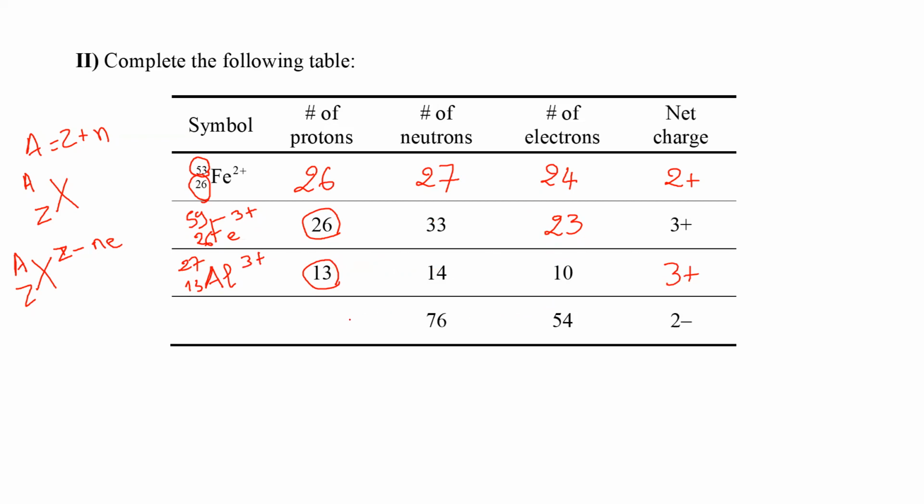Here we don't have the Z, so we don't know what the element is yet, but what we know is the number of electrons and the charge, minus 2. Okay, so we know that the number of protons Z minus the number of electrons will be equal to minus 2, meaning that Z is equal to the number of electrons minus 2, which is 52. So if you look on the periodic table, the element with Z equal to 52 is tellurium.